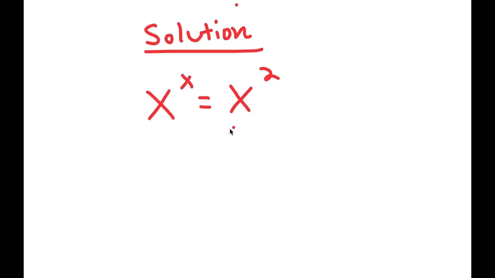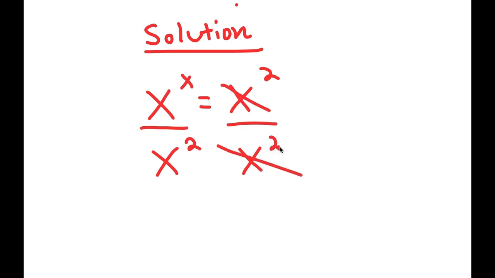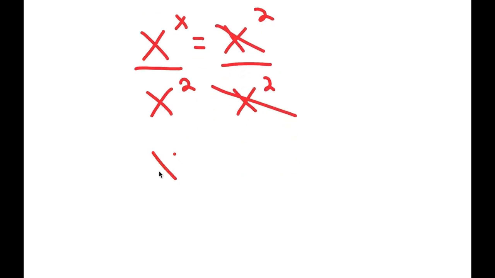And now I'm going to divide both sides by x to the power of 2. So then these two cancel out, and I get x to the power of x over x to the power of 2 is equal to 1.